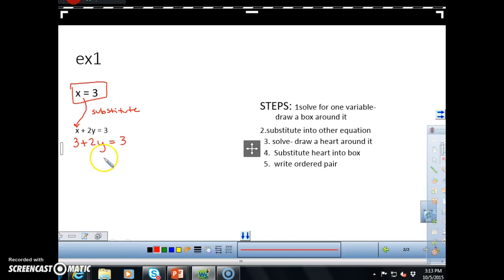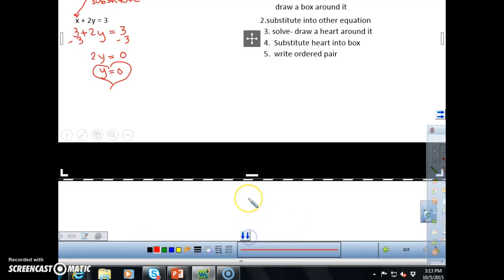I'm going to solve for y, so I'm going to subtract 3. So I get 0, so y would equal 0. And I draw a heart around that one. Keep them straight. Just because. Yeah, he already got the box.